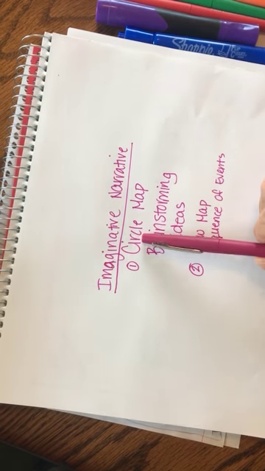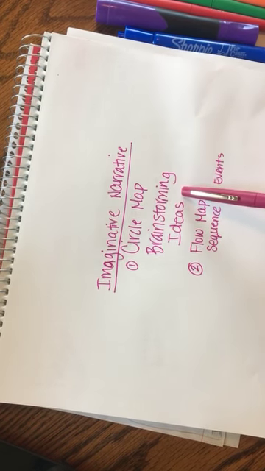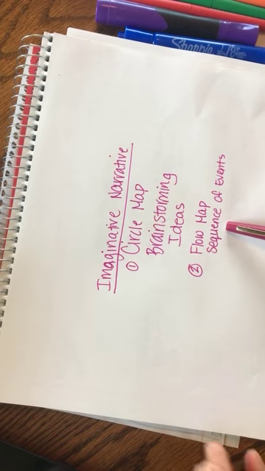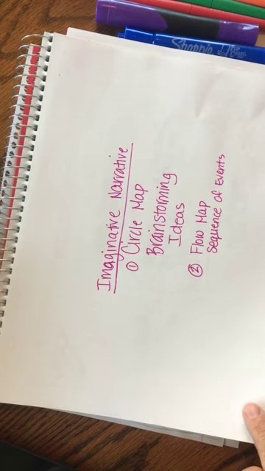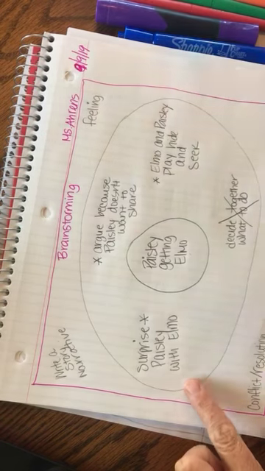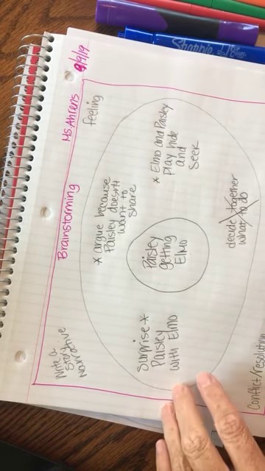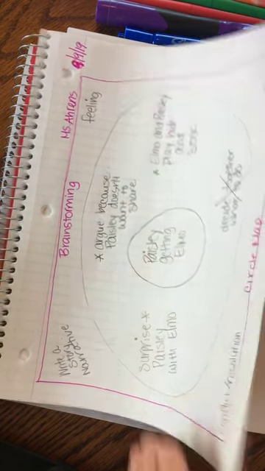Okay, so we just finished our circle map, brainstorming our ideas, and now we're going to move into our flow map, sequence of events, and I'm going to walk you through how to take your information from your circle map and put it into your flow map.